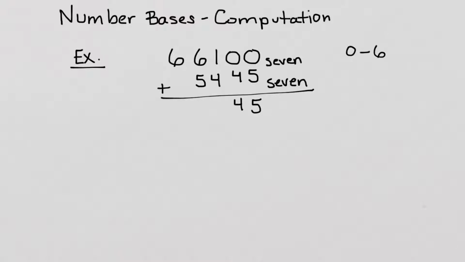And then we have 1 plus 4, which is 5, still within our range, so we're good. Then we get to 6 plus 5. So what I do is I go off to the side and I say 6 plus 5 is 11. Well, we're working in base 7, so 11 is no good.